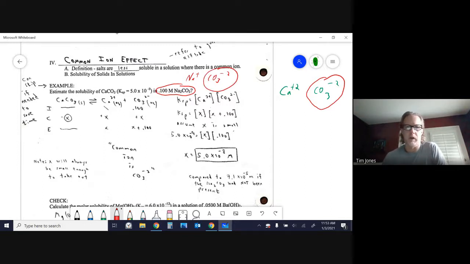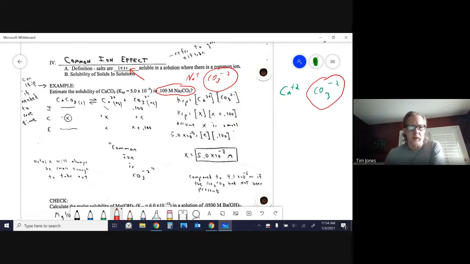Now you might say, well, won't the sodium also cause a problem? Because that's what's going to happen here, it's going to be harder to dissolve something because there's already ions in the solution. And the sodium will cause an issue, but it's more complicated to calculate. So we're just going to focus on the common ion that is here. And like it says, things are less soluble if there is a common ion. So to the first problem.